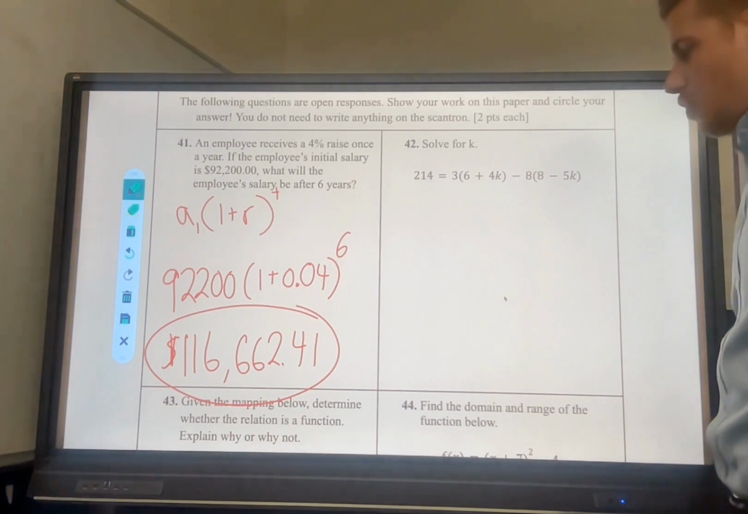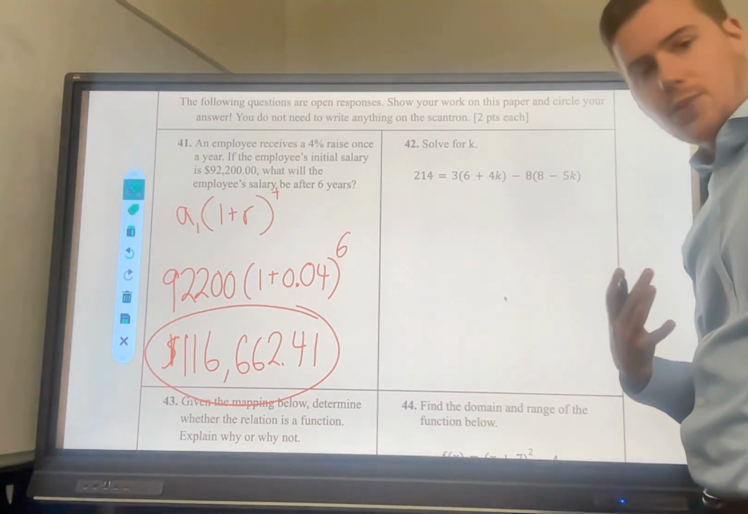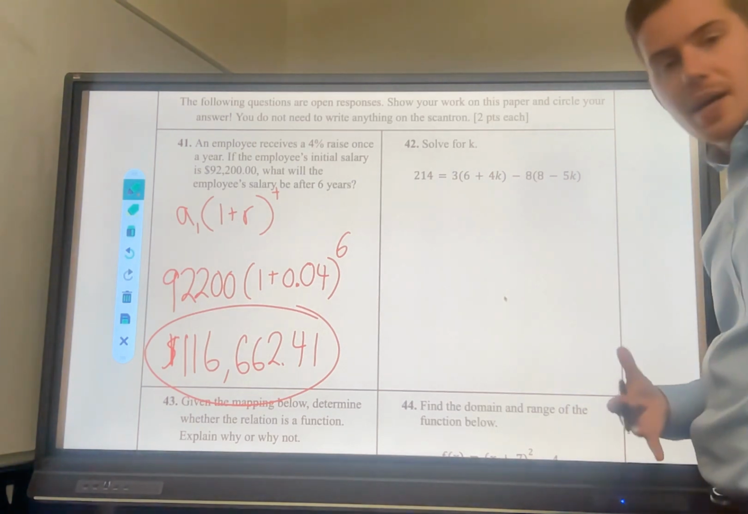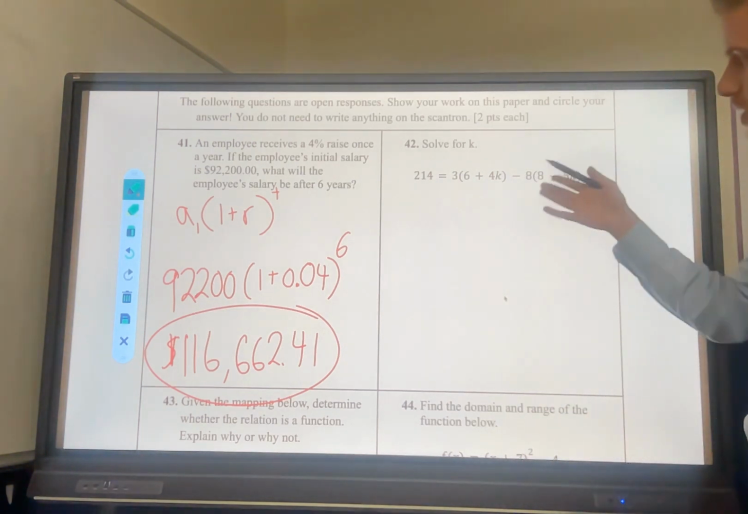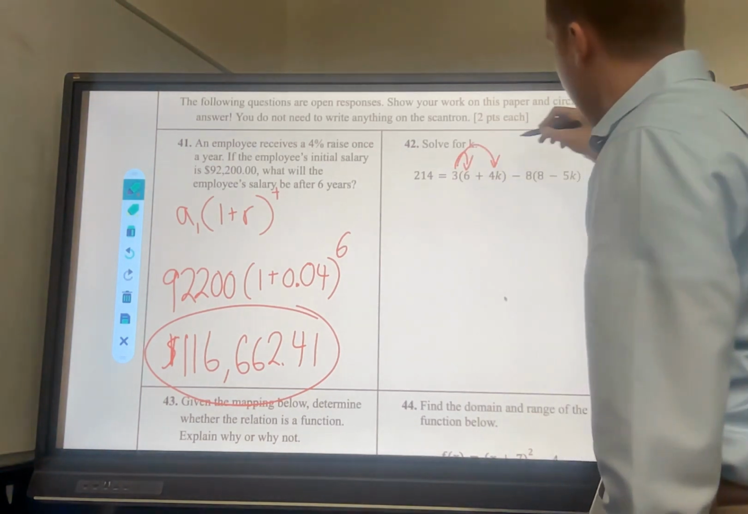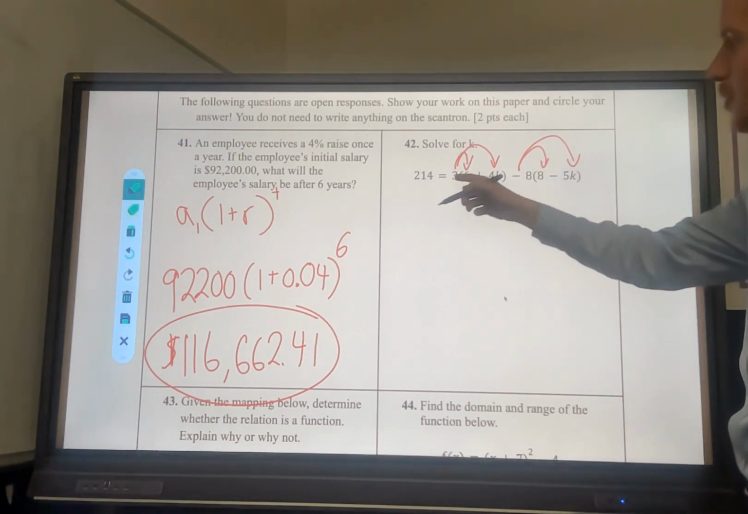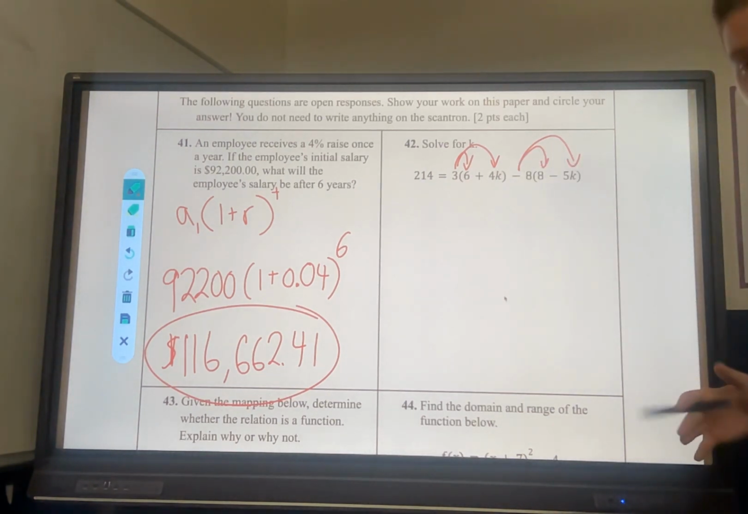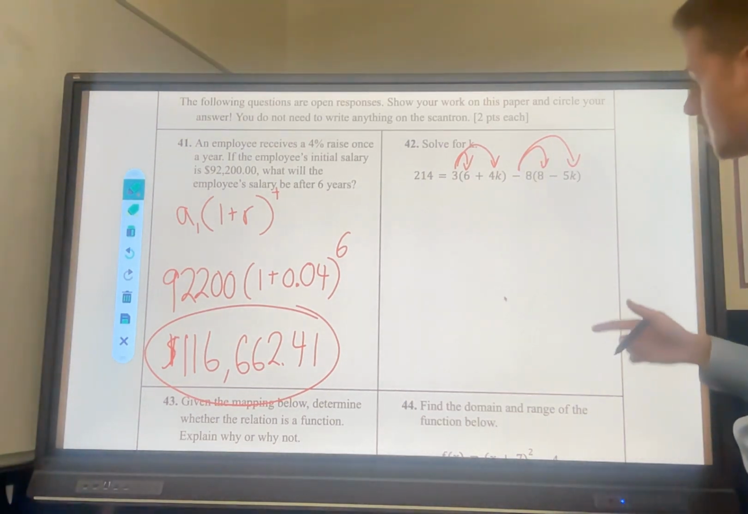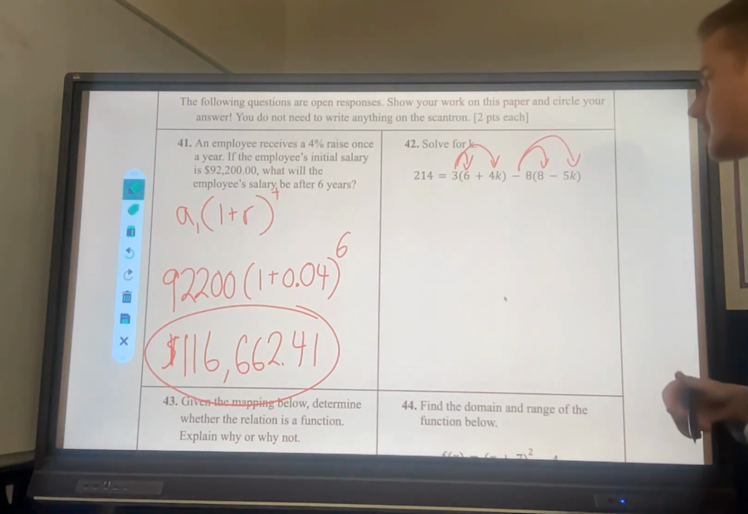All right, 42, solve for k. Okay, for this one here, we need to start with our PEMDAS, our order of operations, and so we'll deal with the parentheses first. I'm going to distribute. So I'm going to distribute my 3 to the 6 and the 4k, in other words, multiply. And then I'll distribute this negative 8 to both of these two terms, 8 and negative 5k.